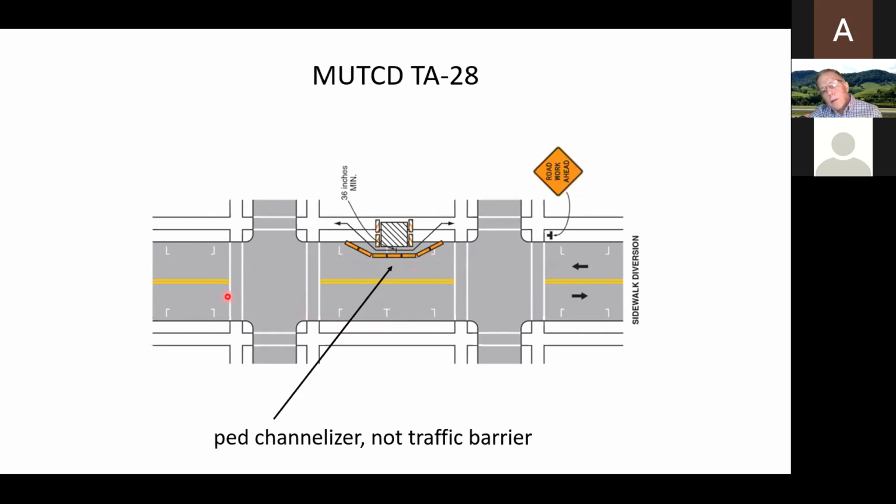This looks like a downtown kind of environment, one lane per direction, probably low speed. So the channelizers are appropriate, in my opinion.